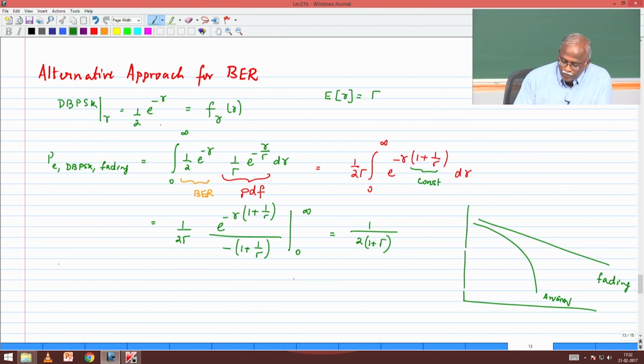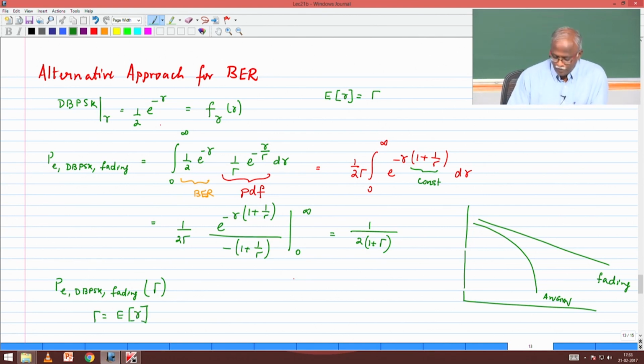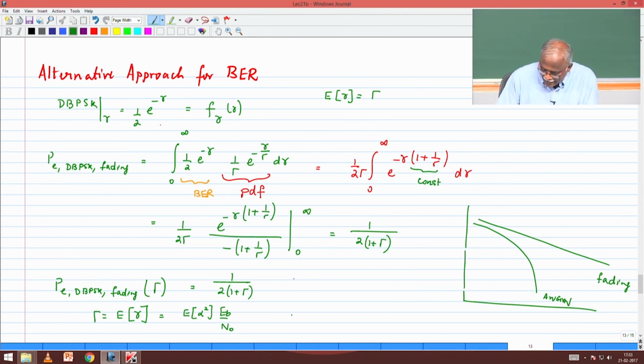Okay, so the way we would write it down is the probability of error of dBPSK in a fading channel as a function of gamma, where gamma is the expected value of the instantaneous SNR, e power lowercase gamma, that is equal to expected value of alpha squared times EB by N naught. This would be given by 1 over 2 into 1 plus gamma. That's the net result. The uppercase gamma is the average SNR. The lowercase gamma is the instantaneous SNR.